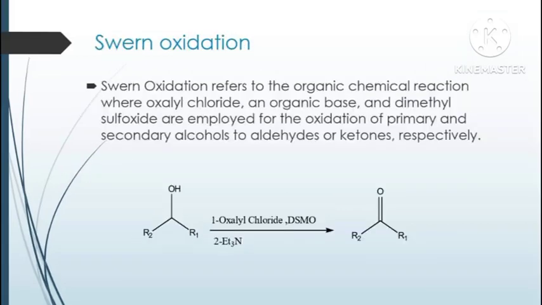Next, we will discuss Swern oxidation. The Swern oxidation, named after a scientist called Daniel Swern, is a chemical reaction whereby a primary or secondary alcohol is oxidized to an aldehyde or ketone using oxalyl chloride, dimethyl sulfoxide, DMSO, and an organic base such as triethylamine.